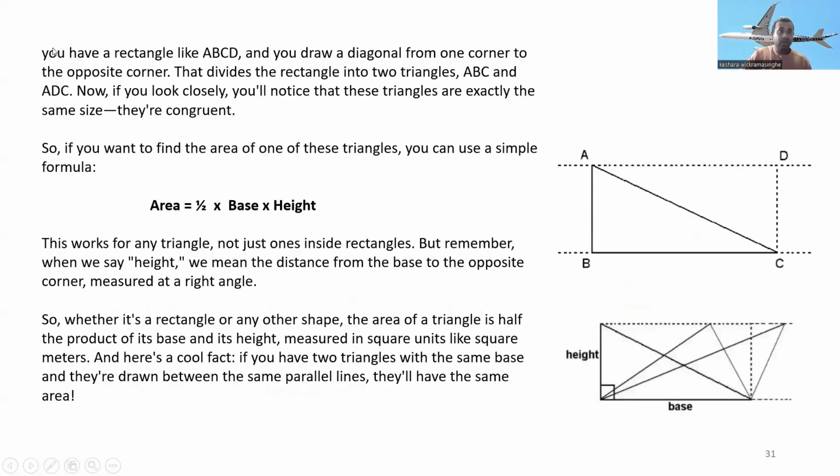Now you have a rectangle ABCD. If you draw a diagonal from one corner to the opposite corner, that divides the rectangle into two triangles, ABC and ADC. If you look closely, you will notice that these two triangles are exactly the same size; they are congruent.